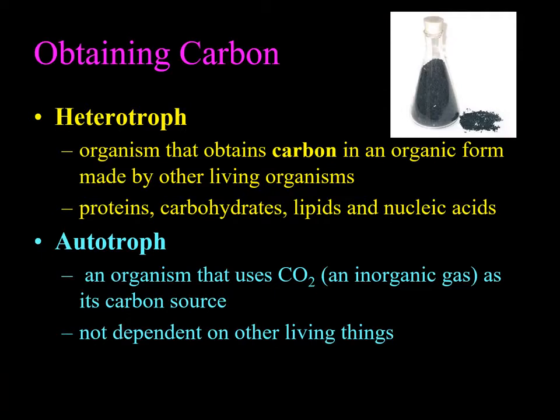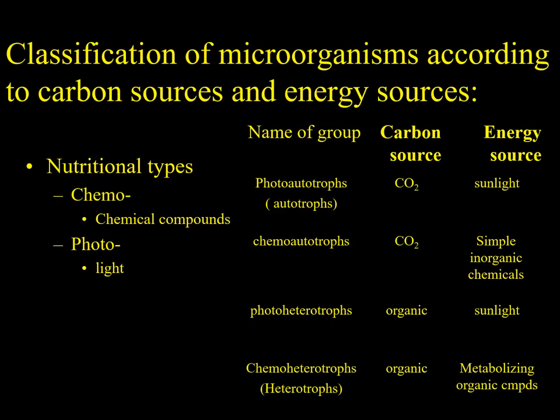Now, let's study the essential organic materials that affect growth. We will start with carbon. According to carbon, we can classify bacteria into heterotroph and autotroph. A heterotroph is an organism that obtains carbon in an organic form made by other living organisms: protein, carbohydrate, lipid, and nucleic acid. While an autotroph is an organism that uses CO2, an inorganic gas, as its carbon source, not dependent on other living things. So we can classify microorganisms according to carbon source and energy source into the following groups.